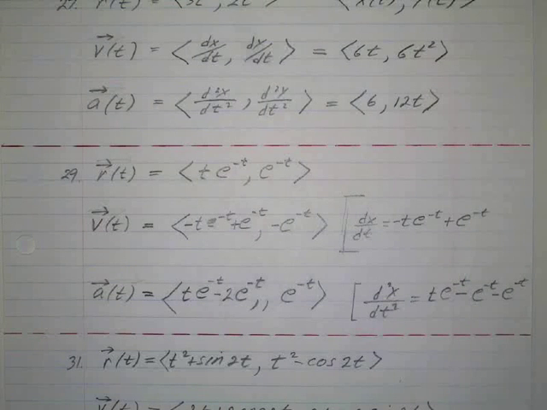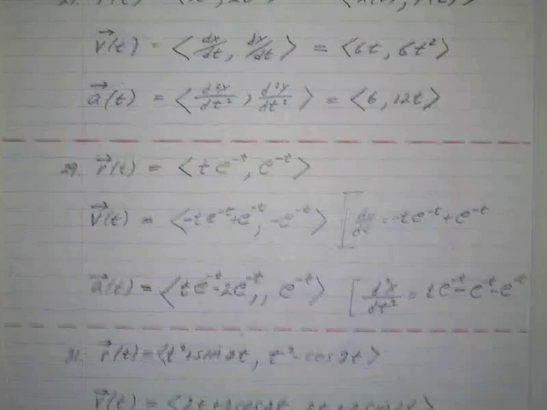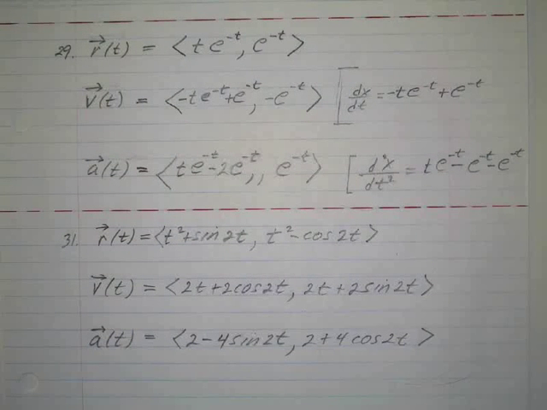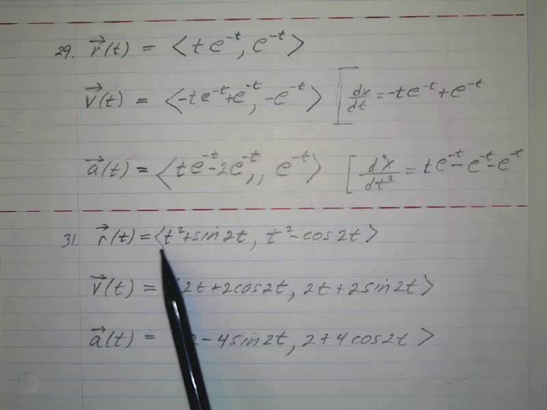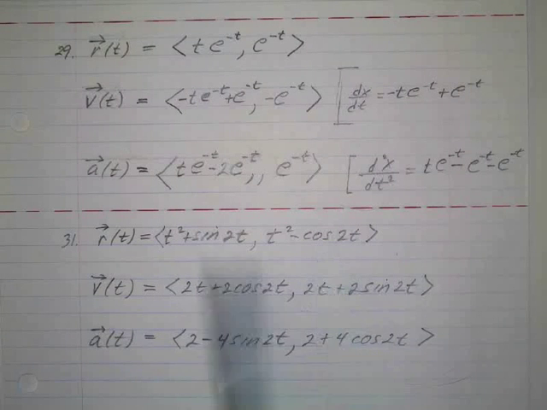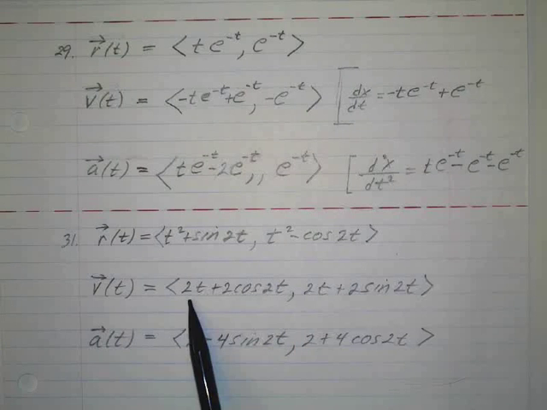I mean, you shouldn't really even have to look at these. These are so straightforward. And then number 31, same idea. Actually, even a little bit easier because we don't have the product rule. This is my position vector. So this is my x component and my y component. And we just take the derivative of the x component. We just get the 2t.